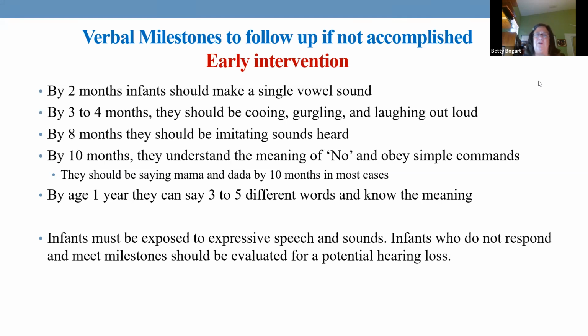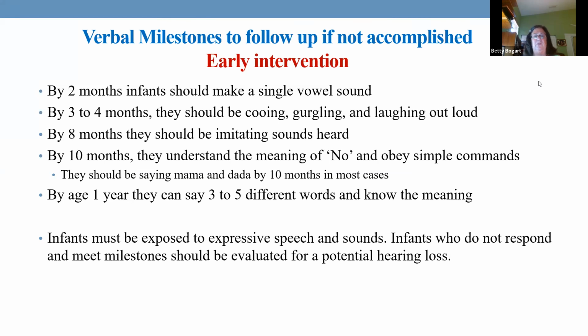They imitate what they see and what they hear. By 10 months old, they're going to start saying no, no, no. And you're like, why are you always saying no? Well, it's the word that they know. And then, of course, they should be saying mama, dada about 10 months old. And by 1 year old, it's 3 to 5 different words. It could be milk, it could be juice, it could be a favorite food, maybe the dog, the cat. So different things they can say, but about 3 to 5 words.